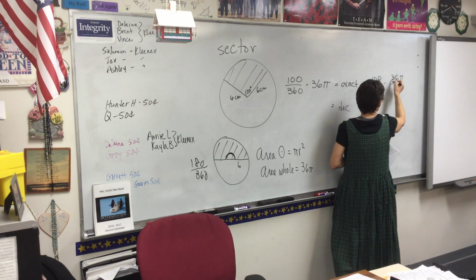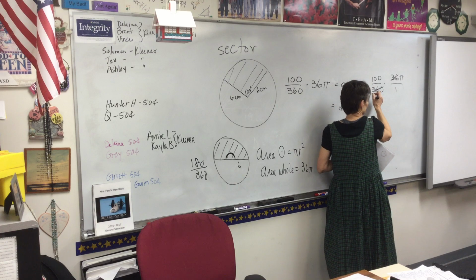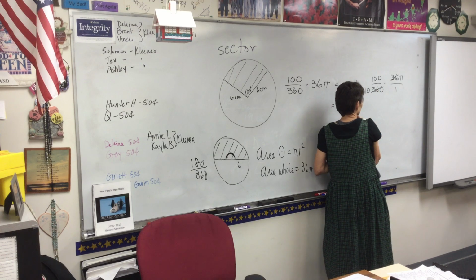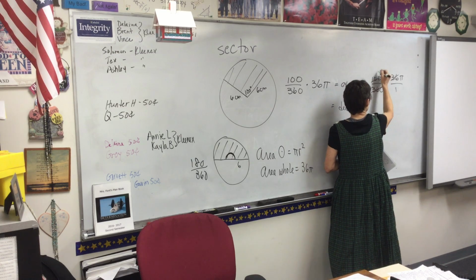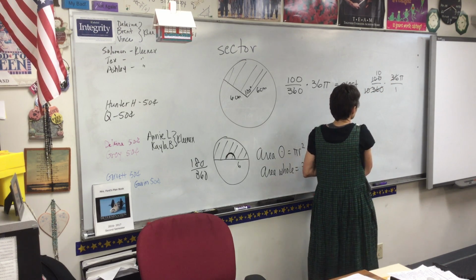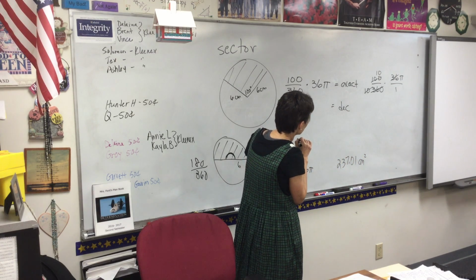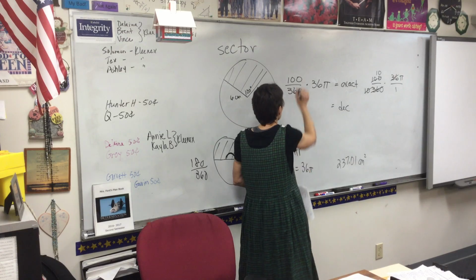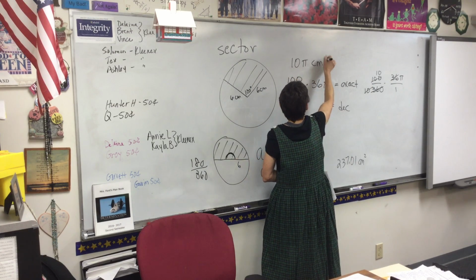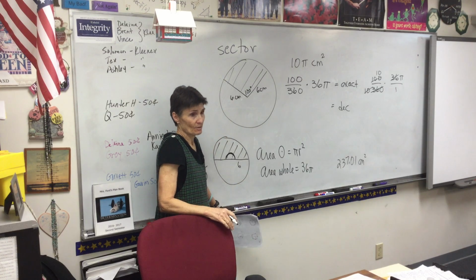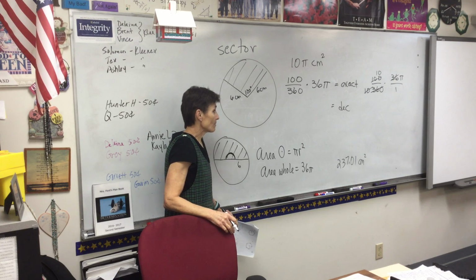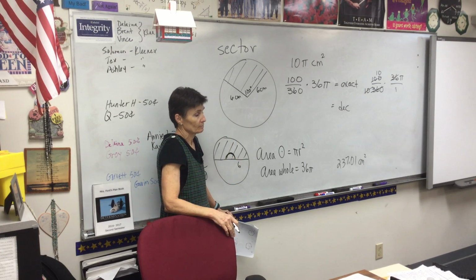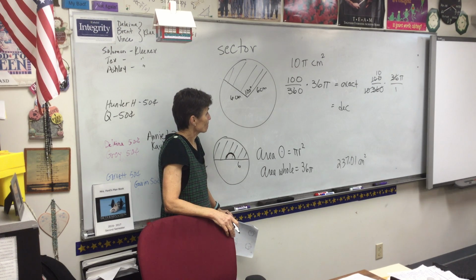Can 36 cancel into 360? Yes, 10 times. Can 10 cancel into 100? 10 times. So what is the exact answer? The only thing left is 10 pi square centimeters. So that's the exact answer. Whenever the directions say exact, that means no calculator. No decimals.